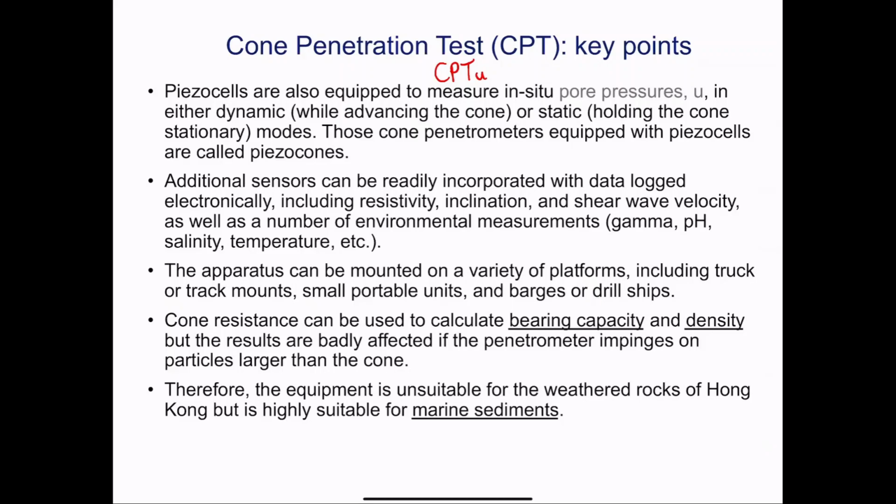You can shoot gamma rays up to see the degree of compaction as well. You get pH, salinity, and temperature. You can install all these onto your probes. These are quite versatile. You can put these onto barges or ships, so you can get offshore marine deposit strength and stiffness profiles as well. And cone resistance can be correlated, it's empirical, to bearing capacity, density, and strength parameters as well.